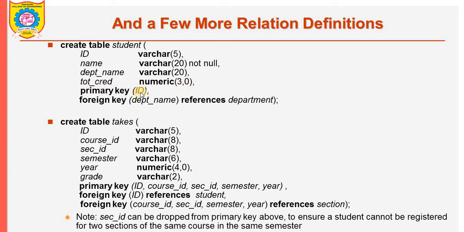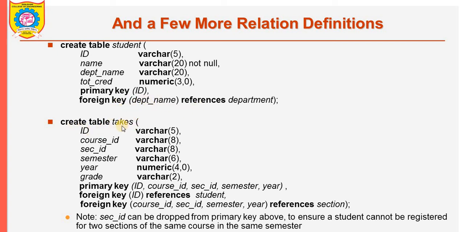The primary key is defined here as ID, and a foreign key is defined: department name referencing the department table. That is, department name is the primary key of the department table, which is used as a foreign key in this table. So this foreign key maintains the integrity constraint between the student and department tables in case of insert, delete and update operations. We will see how the integrity constraint is maintained by using this foreign key.